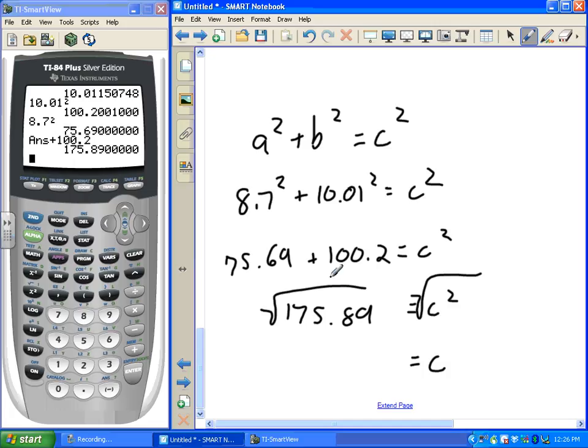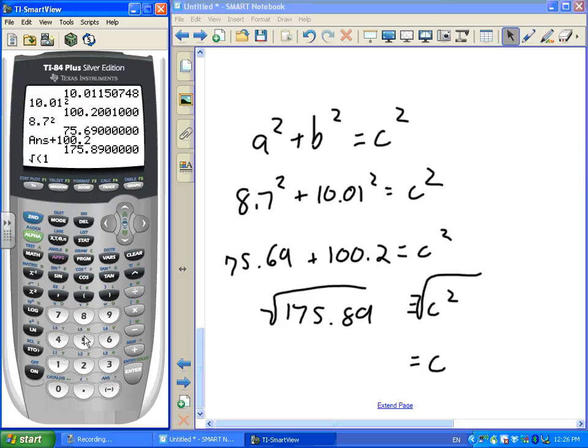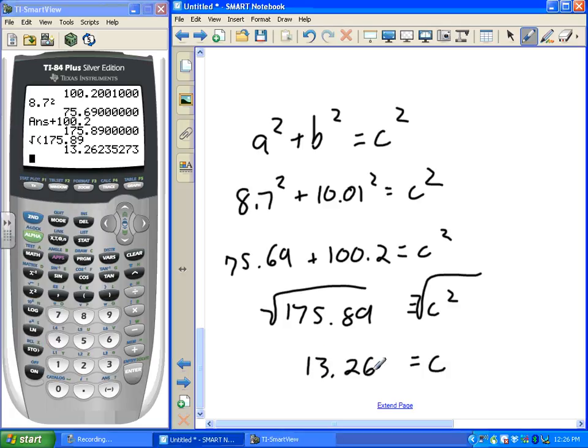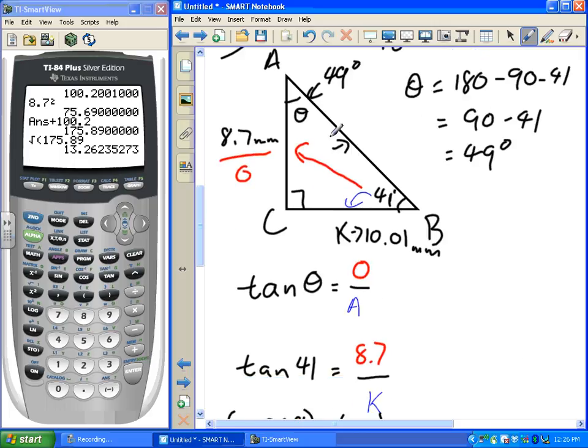I've got to find the square root of that, which is second function, 175.89, 13.26. Okay? So I know that's a little extra work, but I wanted to review those grade 9 concepts. So that means the hypotenuse of this is 13.26 millimeters, which makes sense. Hypotenuse should be the longest side. We're focusing on the tangent ratio, but just know that you can do those other things. If you get stuck at one point and need to find the other angle, you could quickly do that. And if you need to find the hypotenuse, you can use Pythagorean theorem.